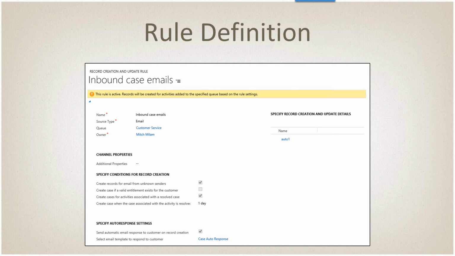And then I can specify some properties if I want, the conditions. So do I want to create records from unknown senders? The answer is yes. Create a case if they have a valid entitlement for the customer. I just left that blank because I'm not using entitlements for this one. Do I create cases for activities associated with a resolved case? Yes, I do. And the last one is, if I get an email concerning a case that's already resolved, how long should the delay be before I create a new case?